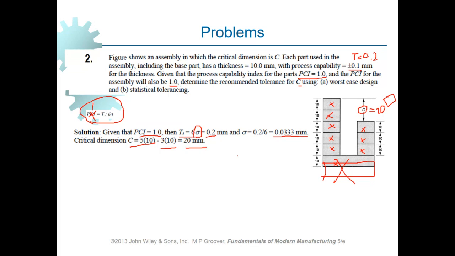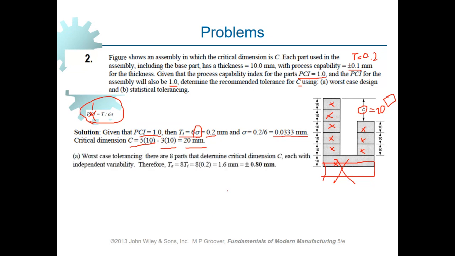Now our task is to determine the tolerance for this critical dimension on the basis of the traditional approach, or the worst case scenario. On the basis of what we have explained, the tolerance of the assembly for the critical dimension is a function of the tolerances of 8 parts. So 8 times the tolerances of the individual parts, which is 8 times 0.2, comes to a tolerance range of 1.6 mm, and that could be written in the form of plus and minus 0.8.